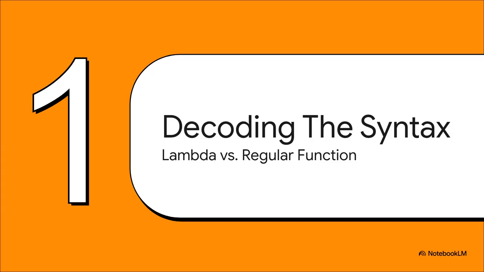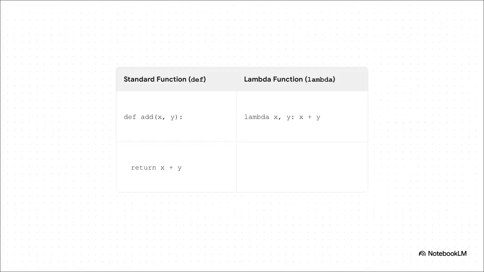So how do you actually write one? Let's break down the syntax. I promise it's way simpler than it might look, and seeing it right next to a regular function makes it all click. This slide says it all. I mean, look at the difference. On the left, our standard add function. It works, but it takes 2 lines. On the right, the exact same logic, the same result, but in one single elegant line. Notice what's missing? No def, no function name, and no return keyword.